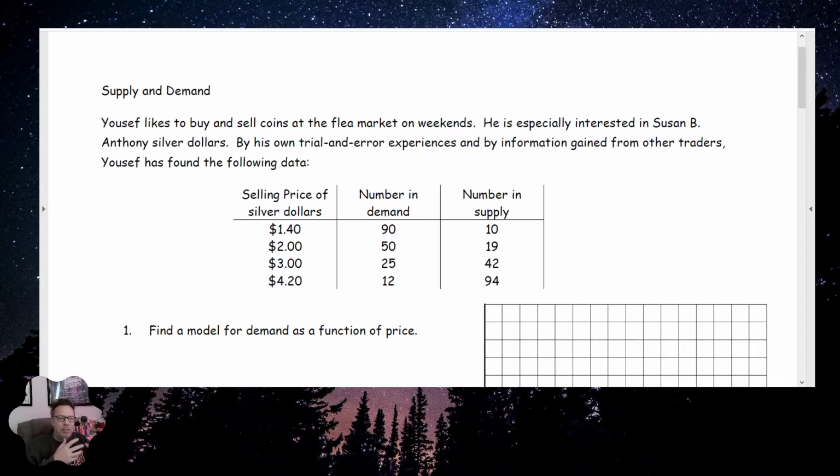But before we do this, this is about selling silver dollars. The first column is a selling price, and then there's a demand for a given selling price. And there's also a supply, that suppliers are willing to sell that number. So this will all make sense when we go through the whole worksheet. So, like I said, the first thing I want to do is enter this data into Desmos.